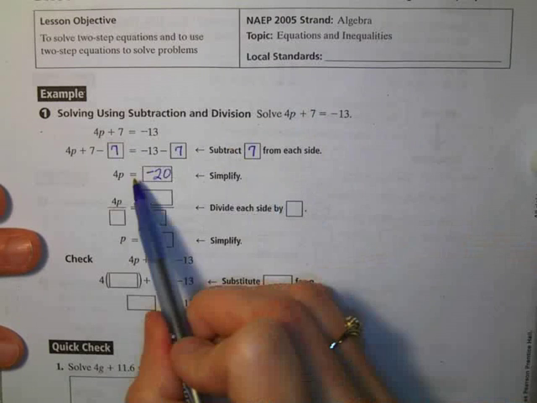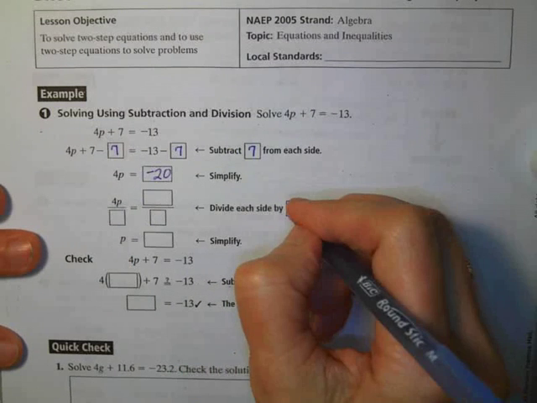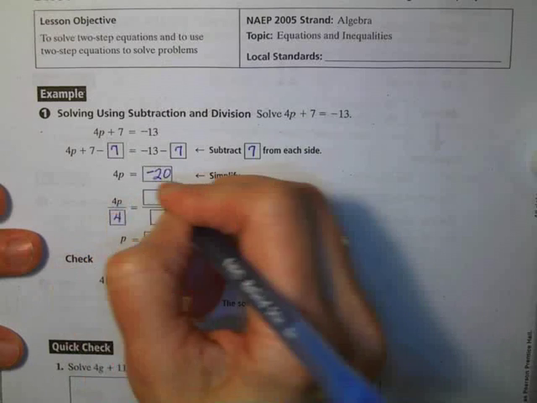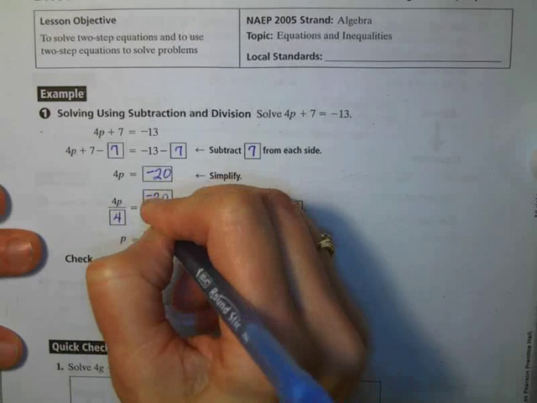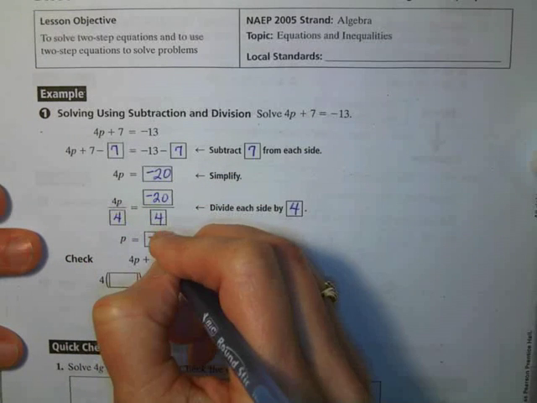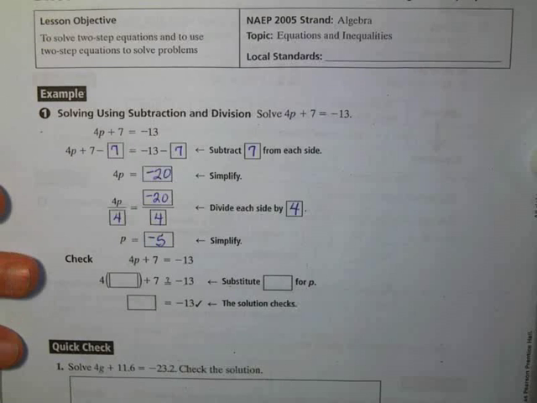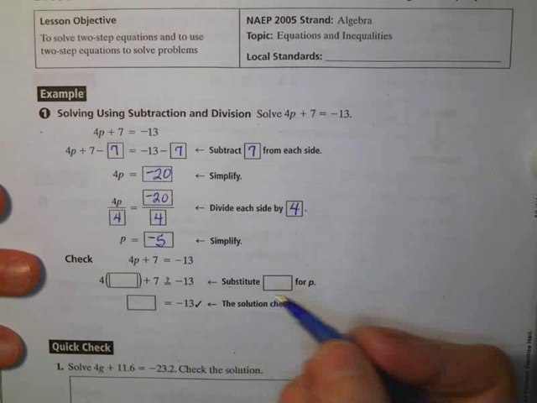Now I want to simplify one step further. I'm going to divide each side by 4. So negative 20 divided by 4 is negative 5, and 4p divided by 4 is p. So I believe that my answer is p equals negative 5.